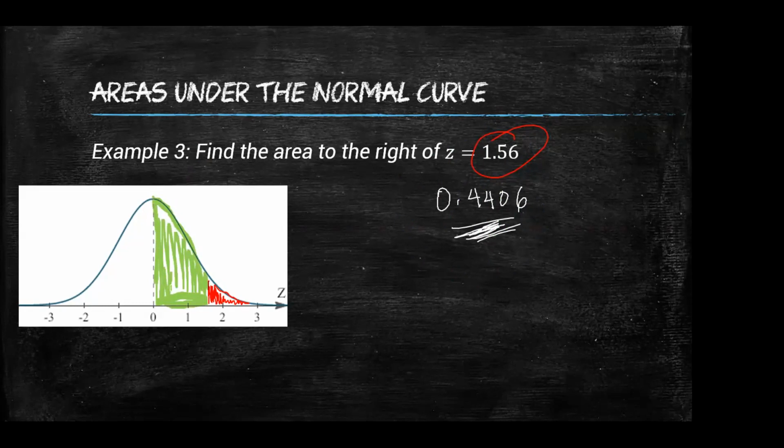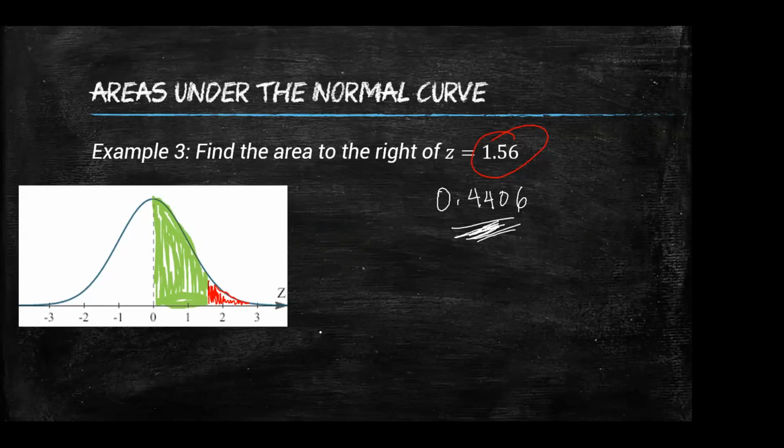O, paano natin siya hahanapin ngayon? Anong properties yung gagamitin natin? O, anong gagawin natin para makuha natin yung red part? Yes, Lorraine. Sir, minus sa 0.5. Okay. Yung alin? Ano yung minus ko sa 0.5? Sir, yung 0.4406. O, sige, bakit natin ima-minus sa 0.5? Sir, kasi kalahati. Okay. O, sige, that's correct.